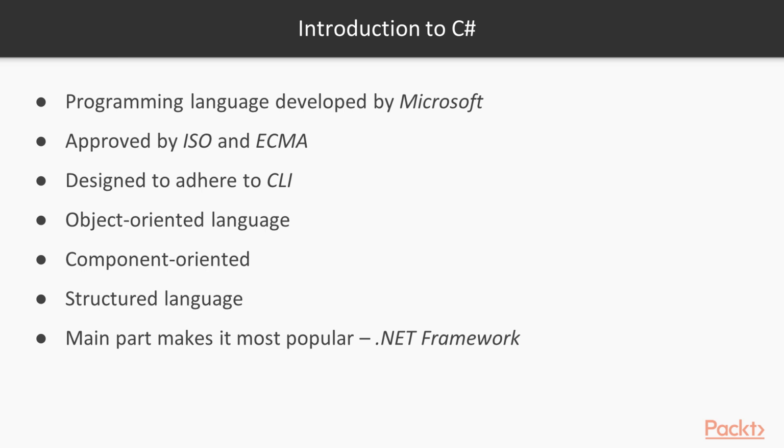In simple words, C# is a programming language that is developed by Microsoft. C# is approved by the International Standards Organization and the European Computer Manufacturers Association. The language C# is designed to adhere to the Common Language Infrastructure, which we discussed on Day 1. C# is the most popular professional language because it is an object-oriented language. It is component-oriented. It is a structured language. The main part that makes it most popular is that it's a part of the .NET Framework.